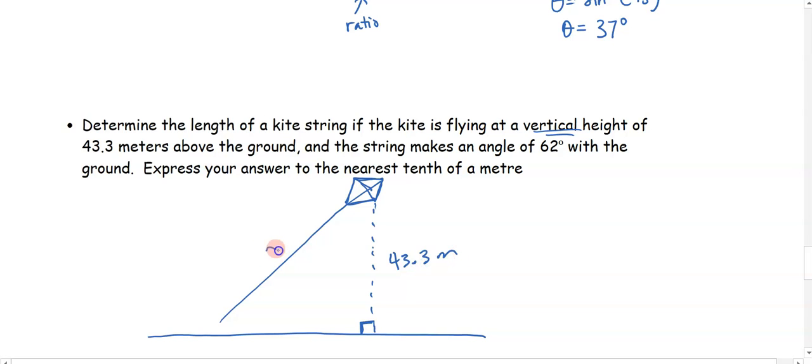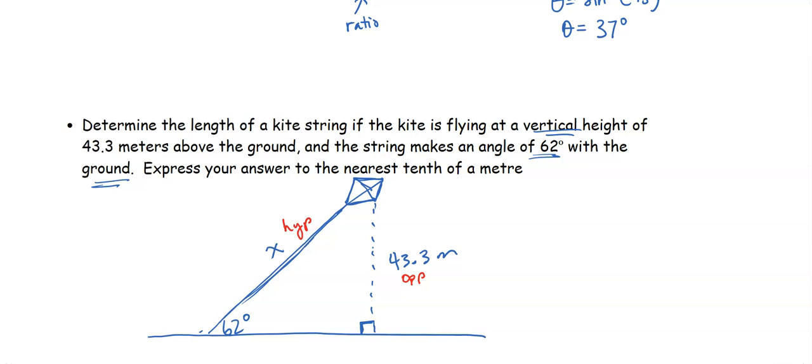We want to find the length of the string. Well, the string is there, right? So that's the length. And we know the string is making an angle of 62 degrees with the ground. So I know that the 62 degrees goes in there. So I've labeled what I know, and I've labeled what I'm trying to find with a variable. Now I can go ahead and figure this out. This is opposite to the angle I know, and this is the hypotenuse.